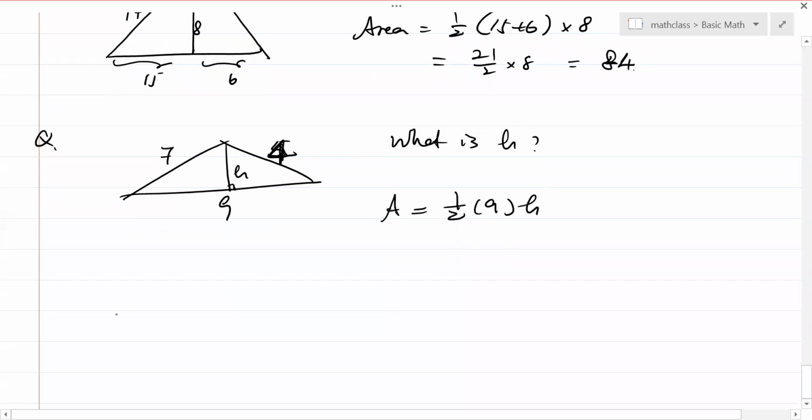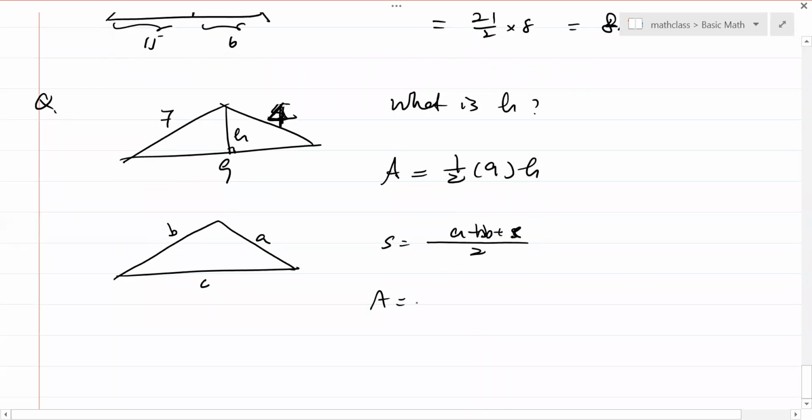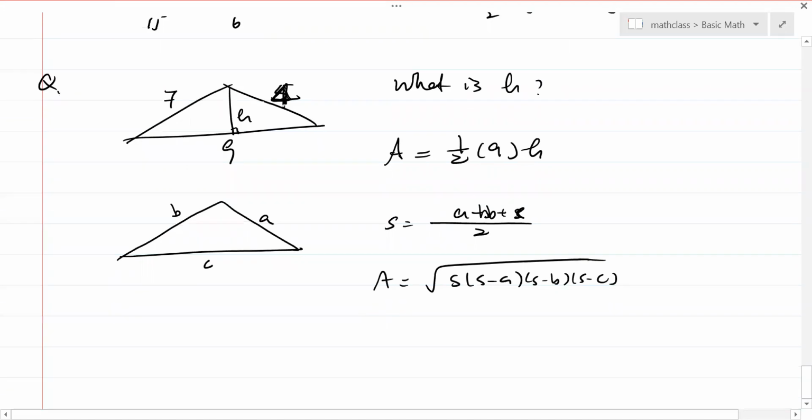Now, I wish you would memorize this formula. That's called Heron's formula. You let S be half of the perimeter. Then the area formula is pretty simple. So that's the formula.